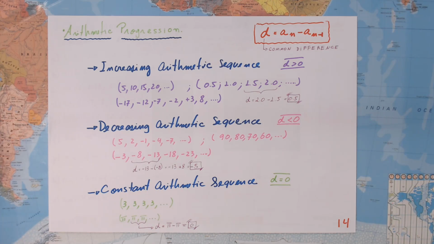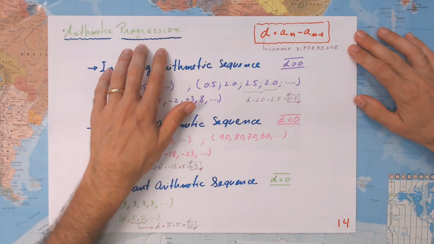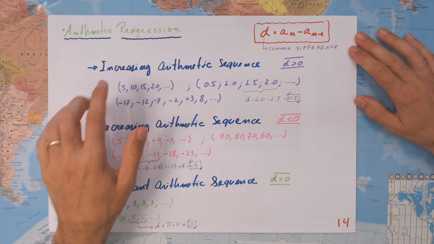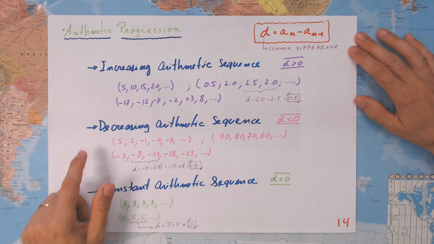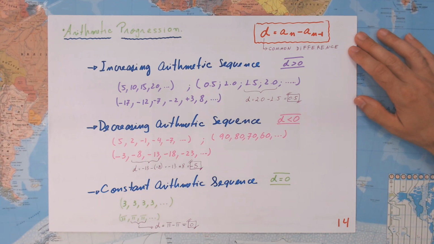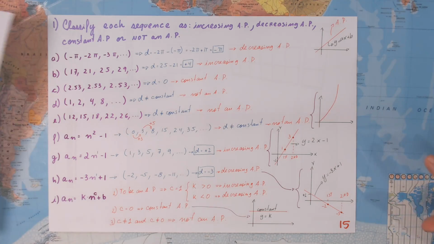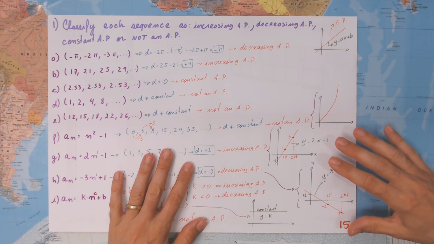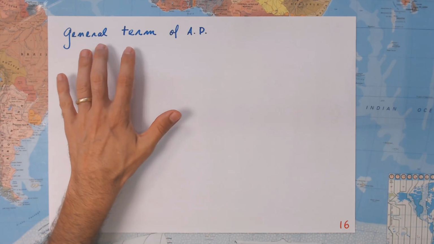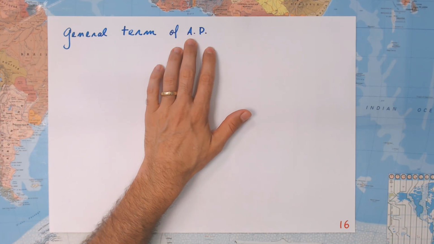And we have seen lately that an AP sequence can be increasing, like 5, 10, 15, 20. It could be decreasing, like 5, 2, minus 1, minus 4, minus 7. It could be constant, a very easy one. We have made some exercises about it. And now we are going to see how to get the general term of this arithmetic progression.